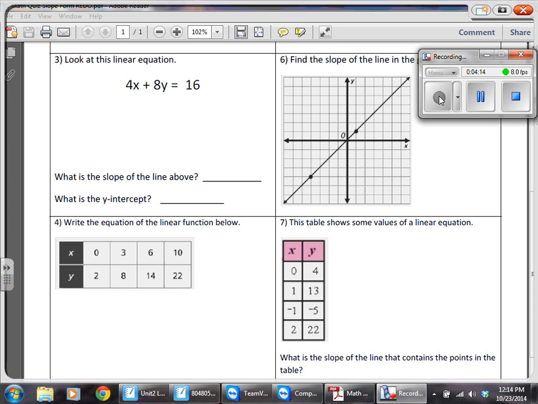So before we can do anything, we need to put this into y equals mx plus b form. So let's take a look. We have 4x plus 8y equals 16. We are trying to get the y by itself. So here is my term that has a y in it, so that's what I'm trying to get by itself. There's something else on the same side of the equation as it, a 4x. So I need to get rid of that 4x. I need to take the 4x and move it to the other side of the equation.